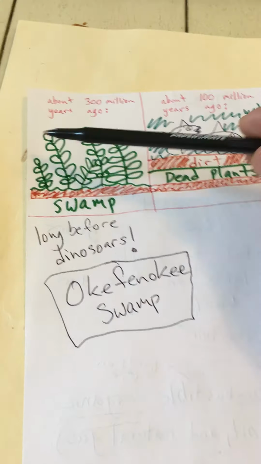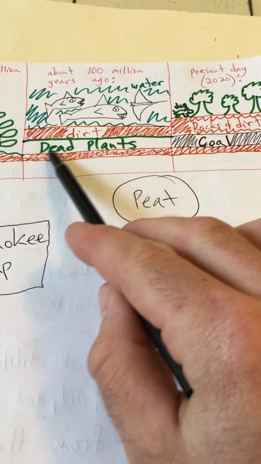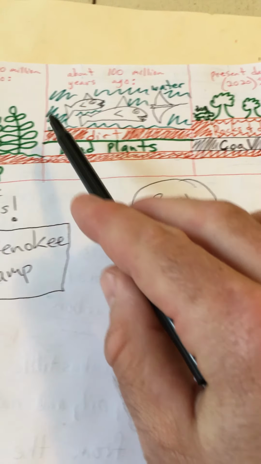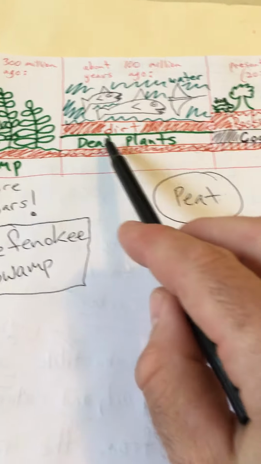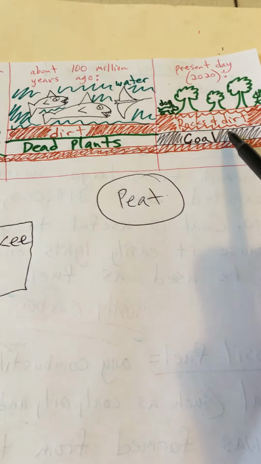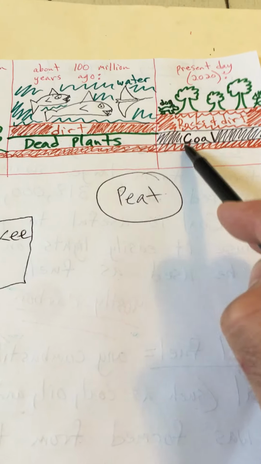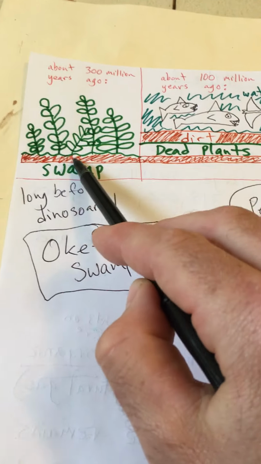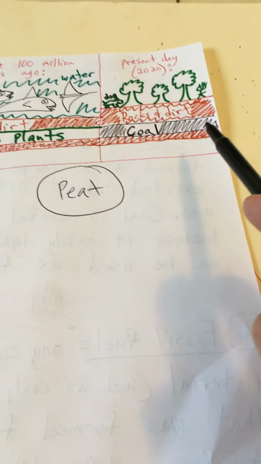So those dead plants eventually, now we're going to move to today, present day, 2020, the dead plants, after millions of years, right, they've been sitting underground for 300 million years at this point, that peat has now turned into coal. So the coal was formed from dead plants from these giant swamps that existed 300 million years ago.